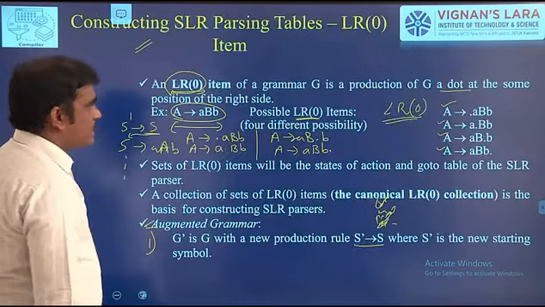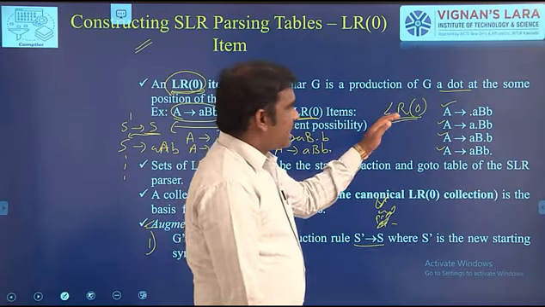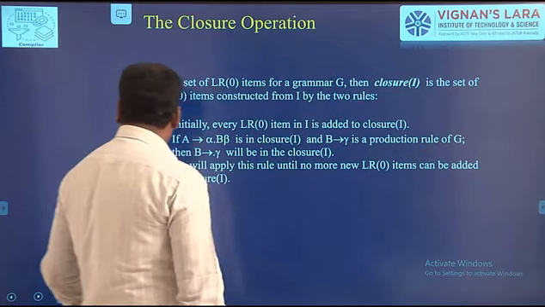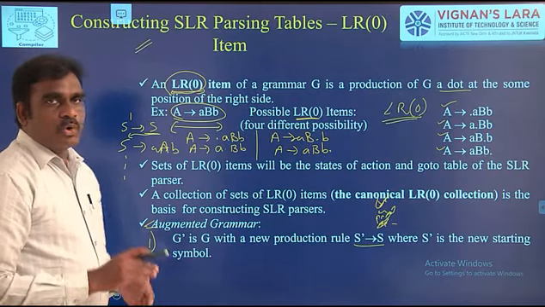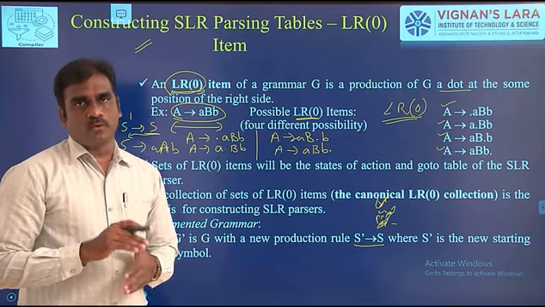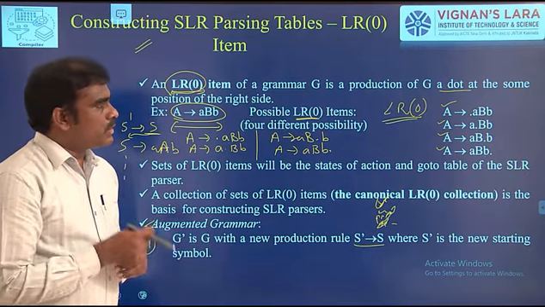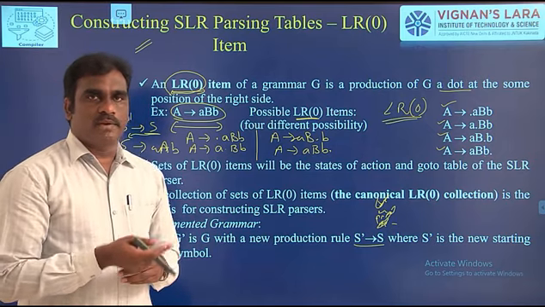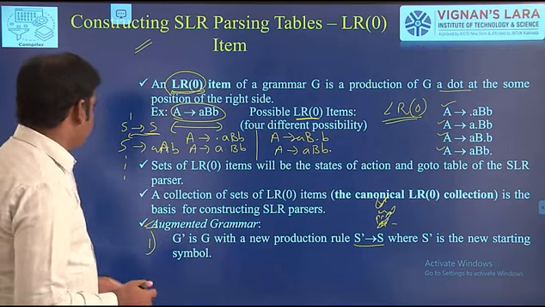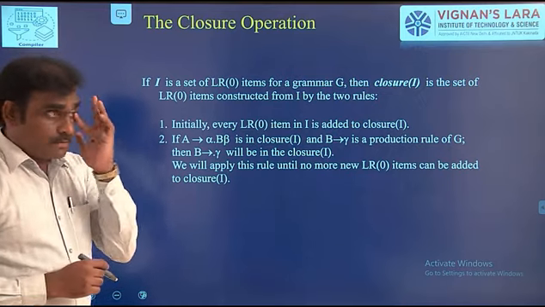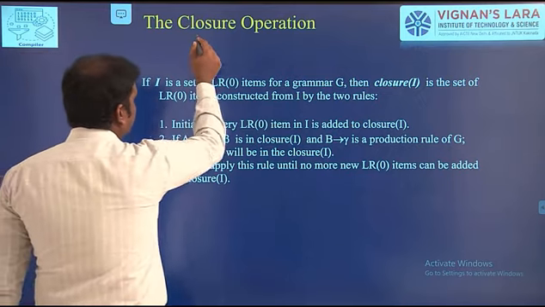Now I have already mentioned that after getting this, how to get the next one with the help of 2 functions. One is the closure operation and the second one is the go to operation. Now we will see how to apply the go to operation as well as the closure set operation. The first one is the closure operation.